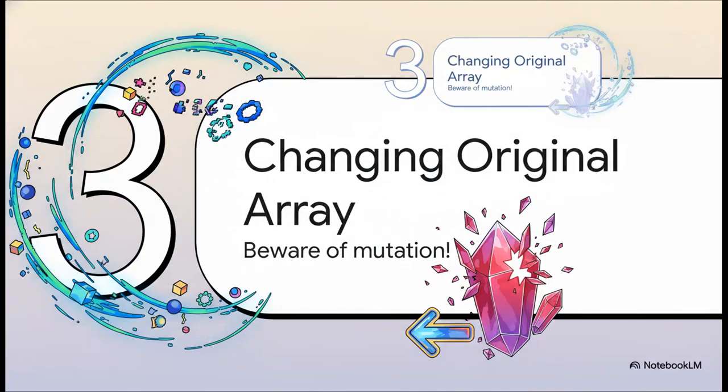Okay, time to talk about something really important, mutation. Some array methods don't just return a new value, they actually change or mutate the original array you're working with. Now this can be super useful, but it can also be a one-way ticket to some really confusing bugs if you're not paying attention. So let's meet the usual suspects.